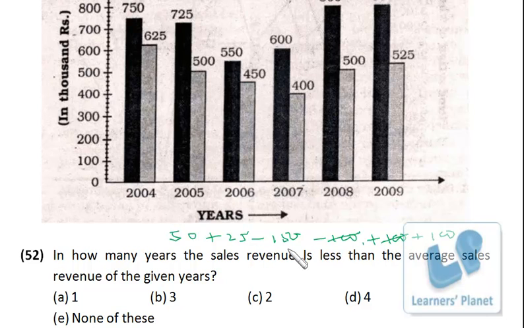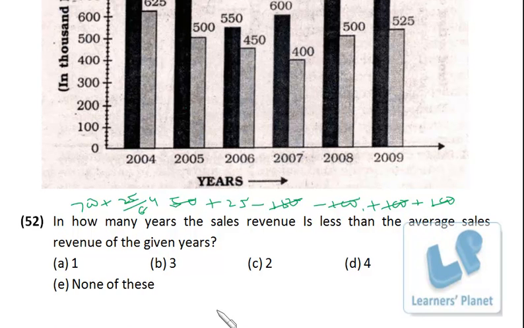Okay, so it is 150 and this is 150. So our average is 700 plus 25 by 6, so almost 4. Okay, so 704 is our average. So less than 704 we have this year, we have 2 years less than 704. Okay, so the correct answer is option C, right?